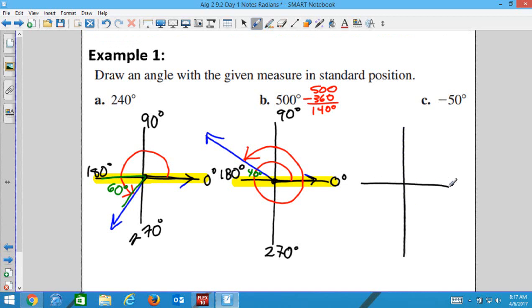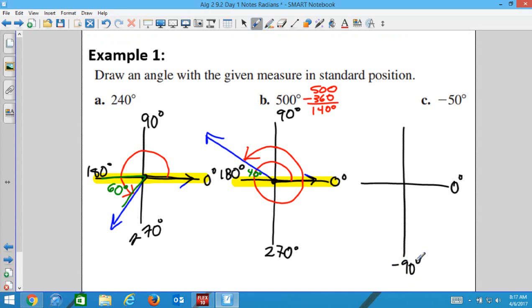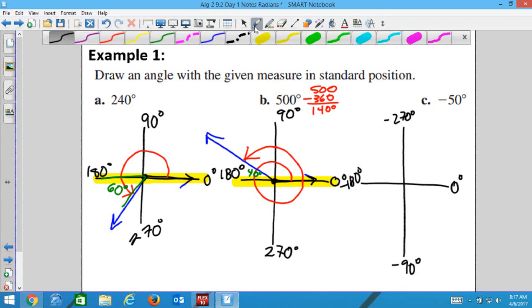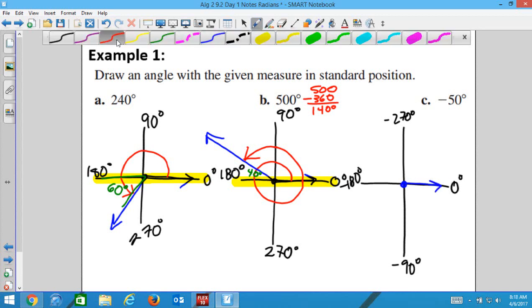Next one, draw your 0 degrees, 90 degrees, 180 degrees. Oh, wait, no. What did I do wrong? It's going negative. So I'm going to write negative 90 degrees, negative 180 degrees, negative 270 degrees. What happens when I'm not thinking ahead? Have to erase. Draw our initial side, and then we're going to go negative 50 degrees.